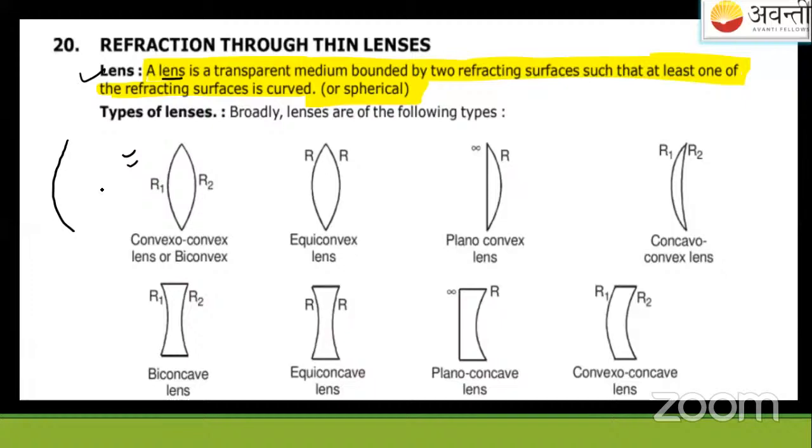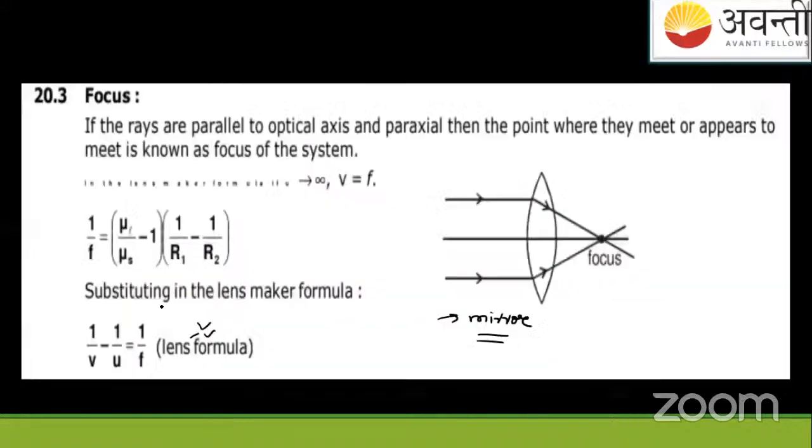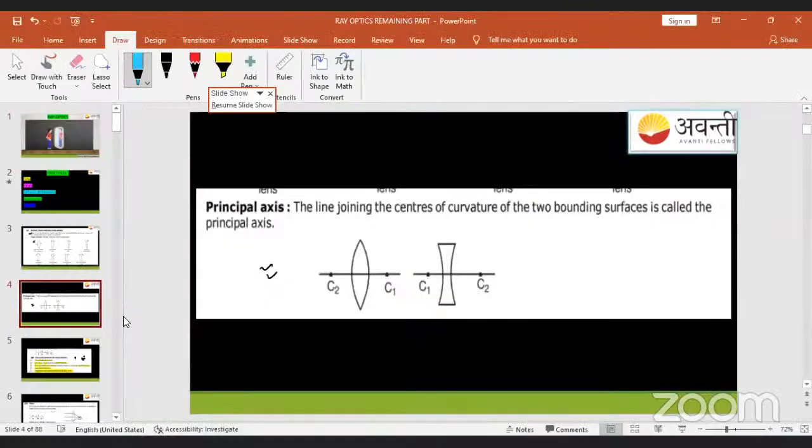Now I'll explain how to make a lens, by the way, before proceeding further. Now let us see how to make the lens first. Lens, how to make a lens, simple lens.